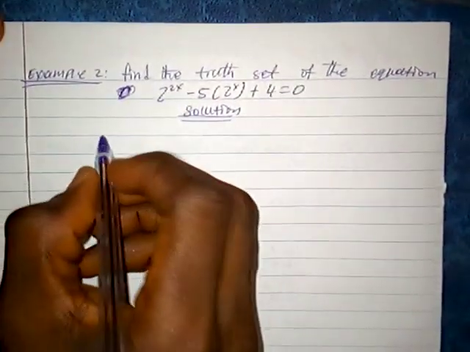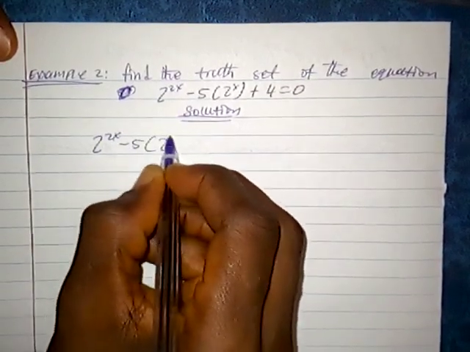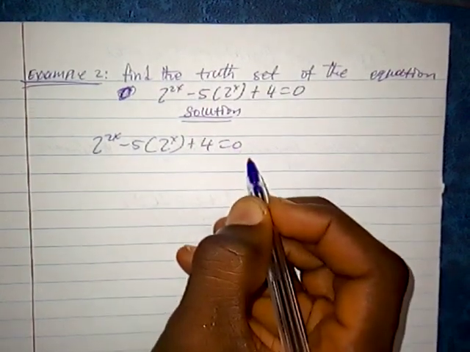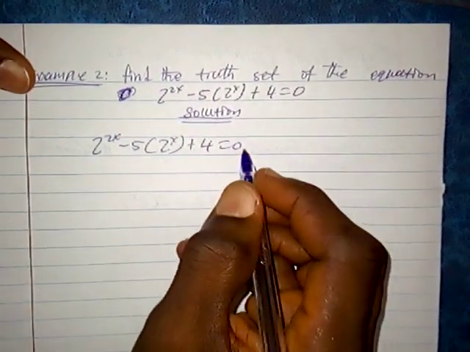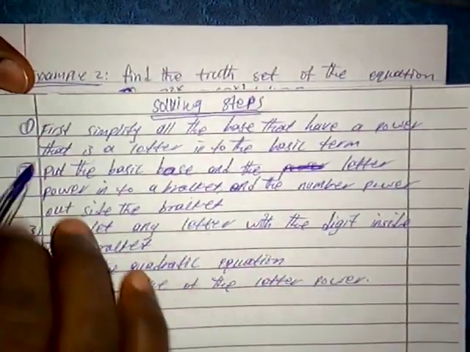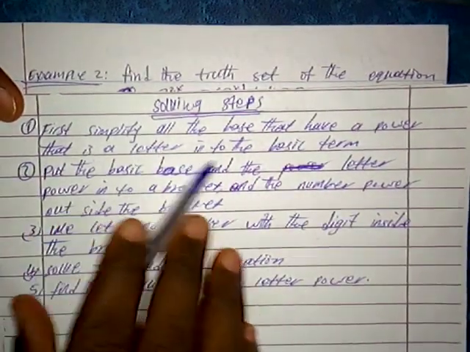We write our question, which is what? 2 raised to the power 2x minus 5 into 2 raised to the power x plus 4 equals 0. What are we going to do? The first step here is this. First, simplify all the bases that have a lettered power into a basic term.